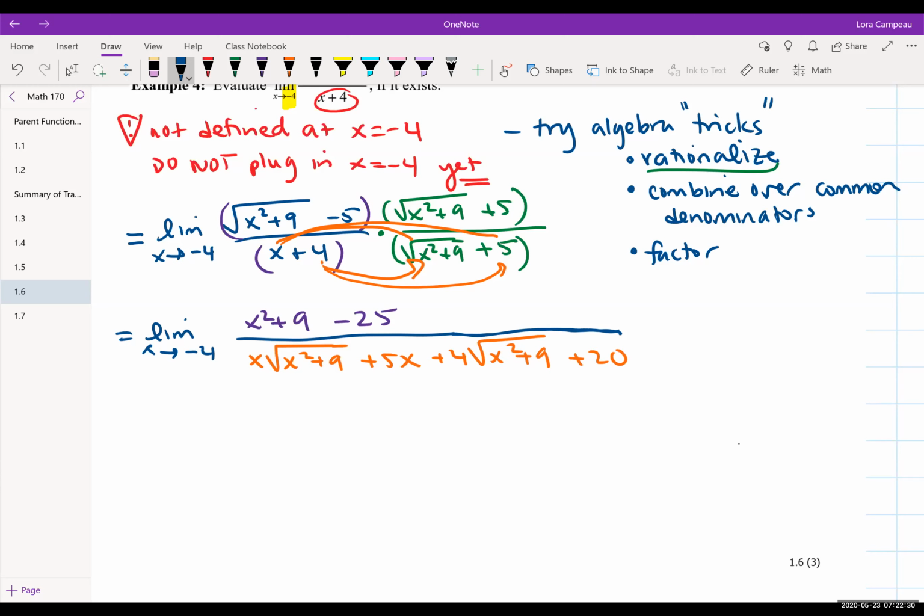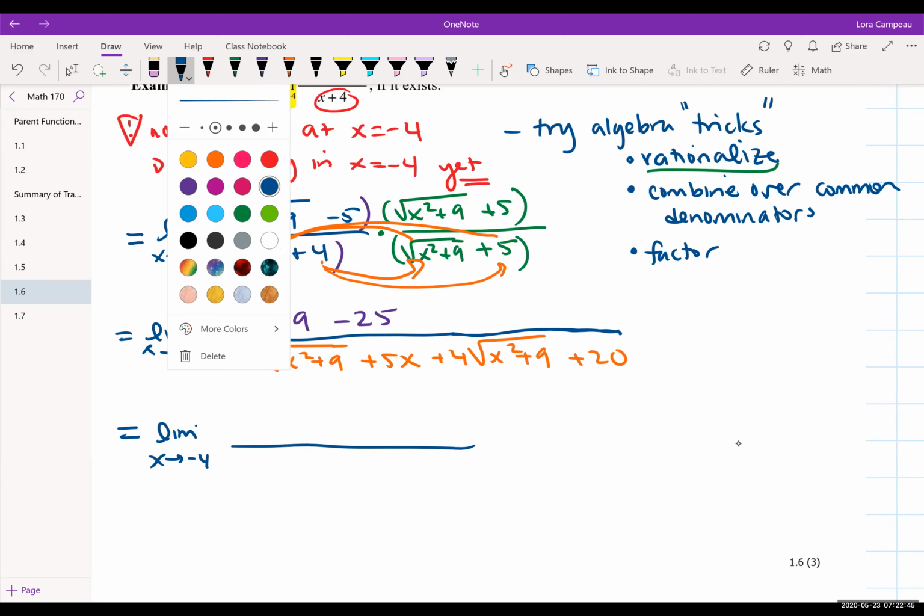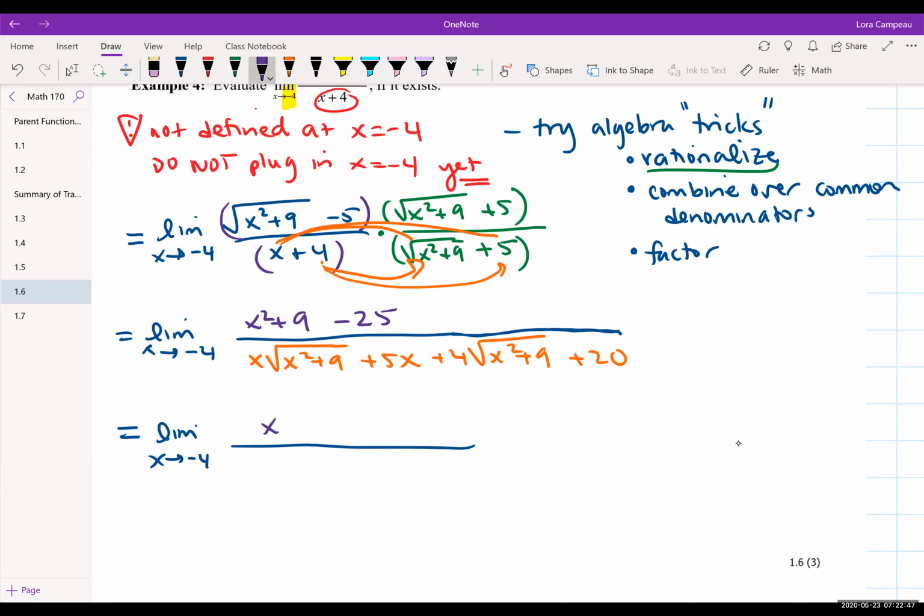Okay, so let's play. The numerator for sure is a little nicer. I have the limit as x approaches -4, and, very nice, x squared minus 16. Interesting. If I see that, that gives me kind of a clue, x squared minus 16, I'm interested.